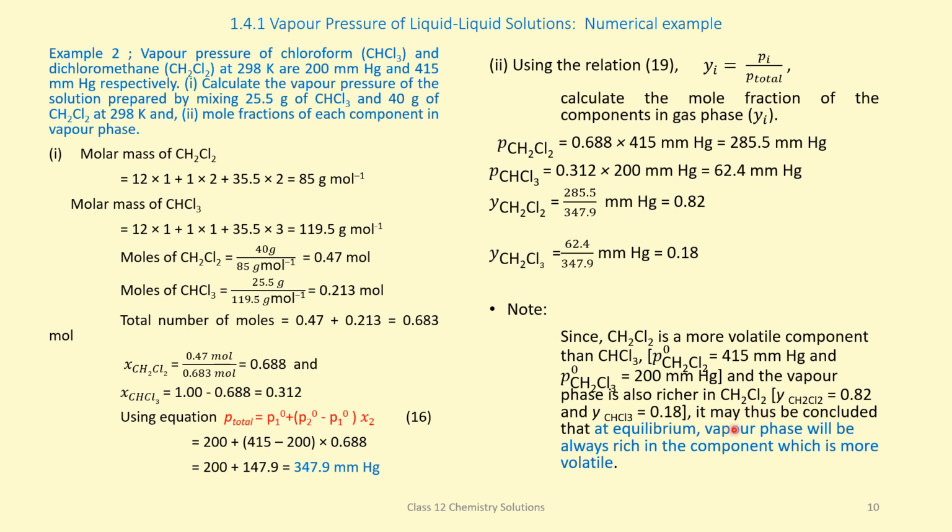It may thus be concluded that at equilibrium, the vapor phase will always be rich in the component which is more volatile. So, in this case, CH2Cl2 is more volatile. Hence, the equilibrium vapor phase will always be rich in the component CH2Cl2.